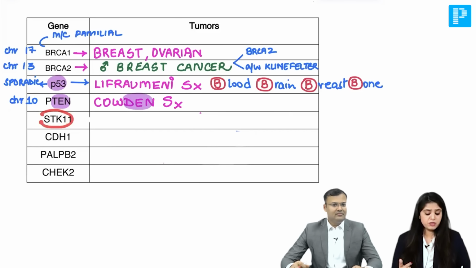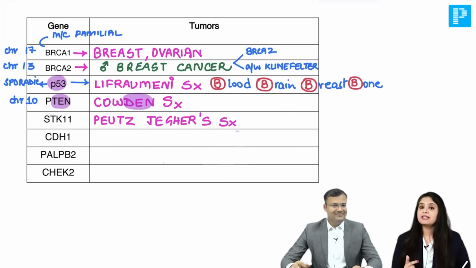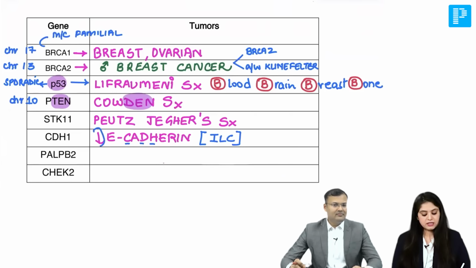Let's move on to the next. We come down to all rarer causes, but since this is a table which has recently been added in Robbins, it becomes important for you. STK11, well, when you teach this, and sir also must have taught you in GIT, this is to do with Peutz-Jeghers polyps and syndrome, but that can also result in breast cancer. Then we have CDH1, which is the gene for E-cadherin. So if CDH1 is mutated, the E-cadherin will be lost, and that is related to a breast cancer, invasive lobular carcinoma, which we will be talking about in a while.